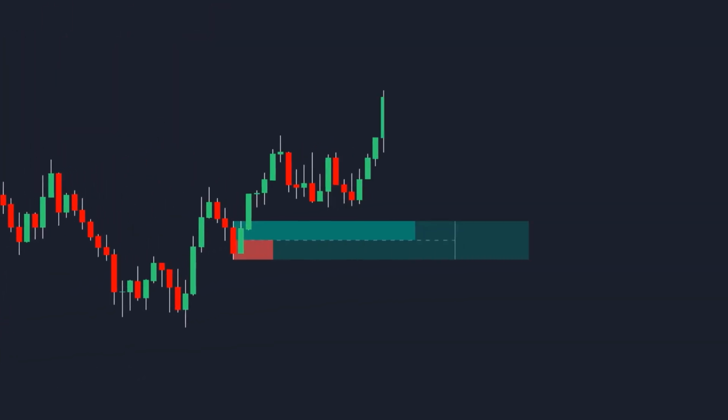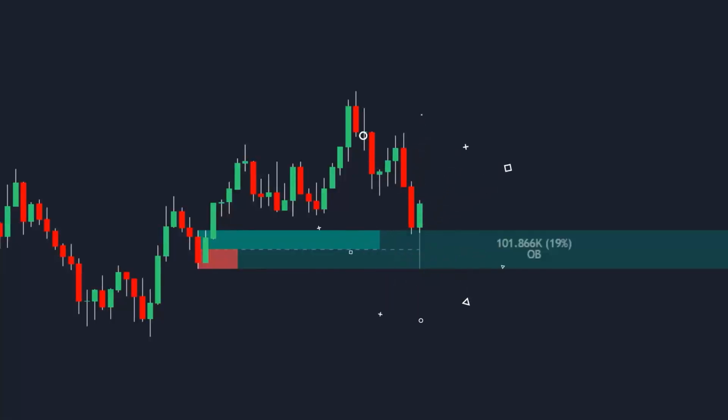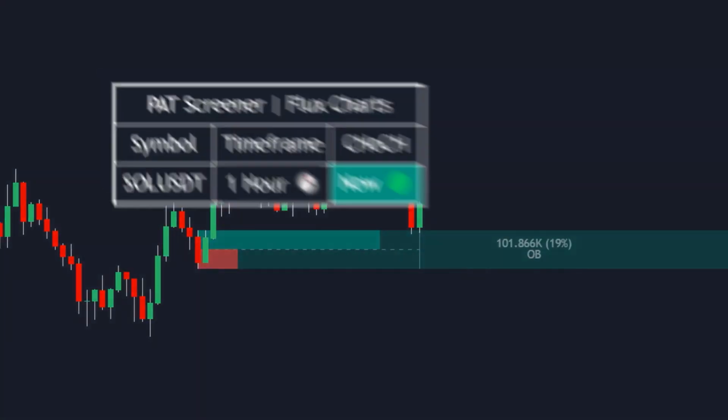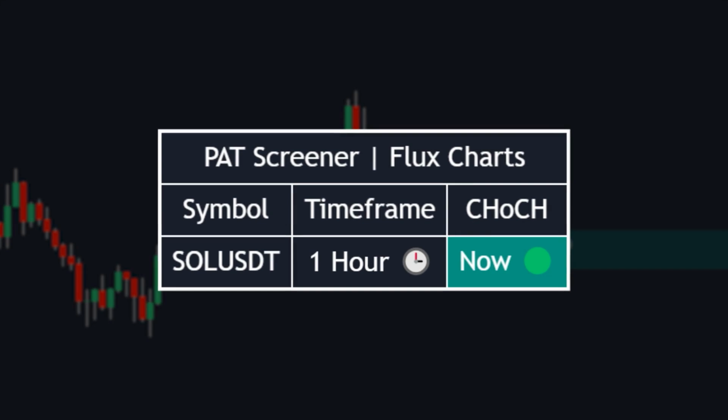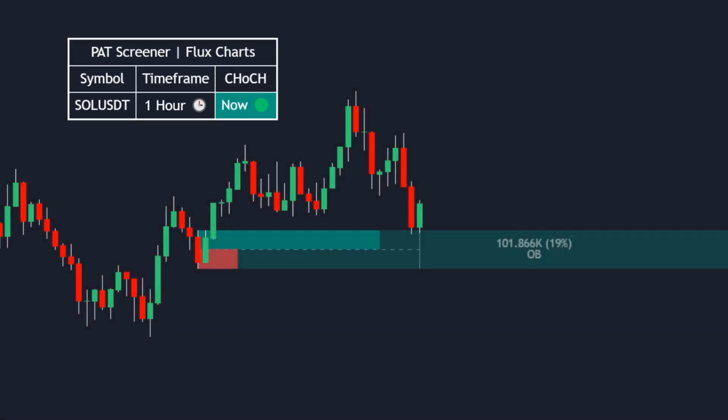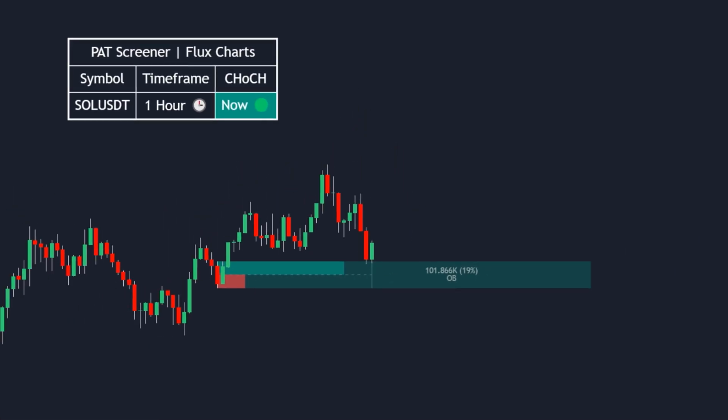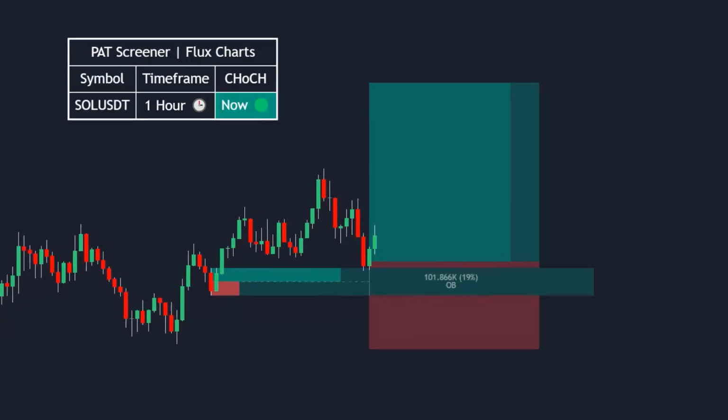Let me show you another example. Here, price retests a bullish order block, and if you check the screener, there's bullish market structures from higher time frames. Now you can be confident that you're not trading against the trend and take a clean entry. Set your stop loss and target and let the trade ride out.